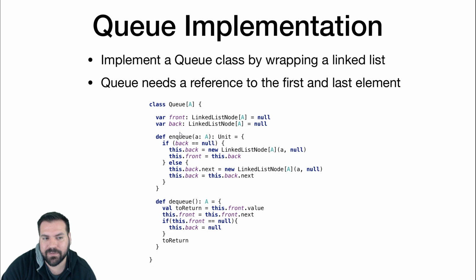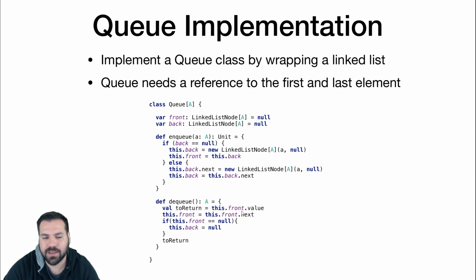Now this is actually efficient because our linked list node represents a mutable linked list. So this actually is efficient. We get great runtime, great operations with this. We actually get O of 1 runtime in both of our operations for a queue here.